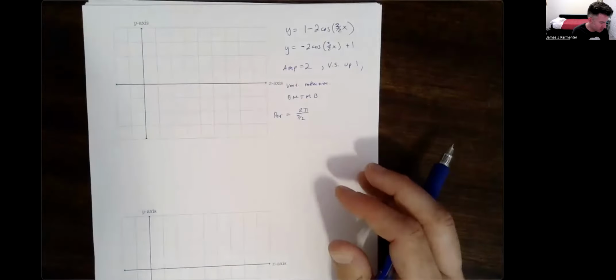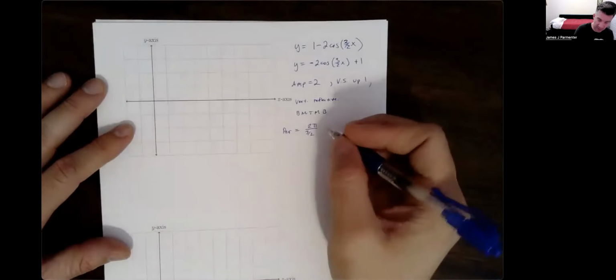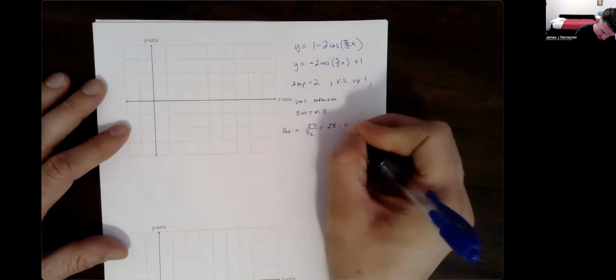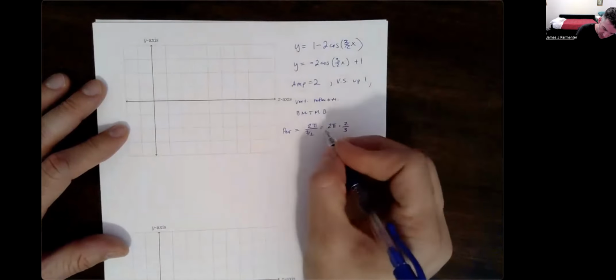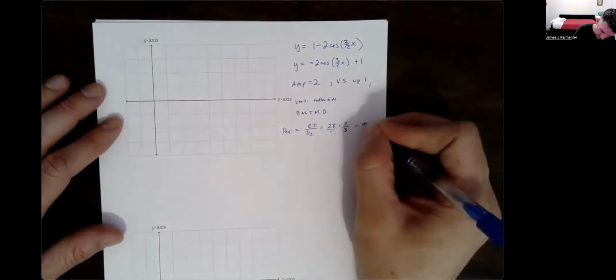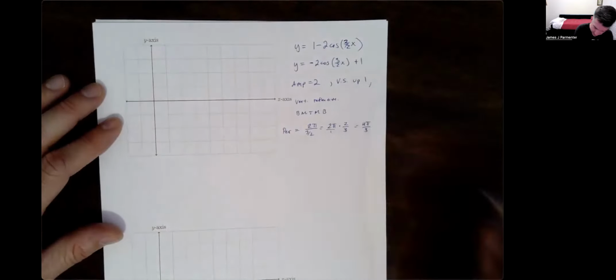Okay, so back to this. Sorry, I got a little off track there. So our period here is 2 pi divided by 3/2, and whenever you divide by a fraction, you do 2 pi multiplied by 2/3. You can make this 2 pi over 1 if you want to. You don't have to. That ends up being 4 pi divided by 3.